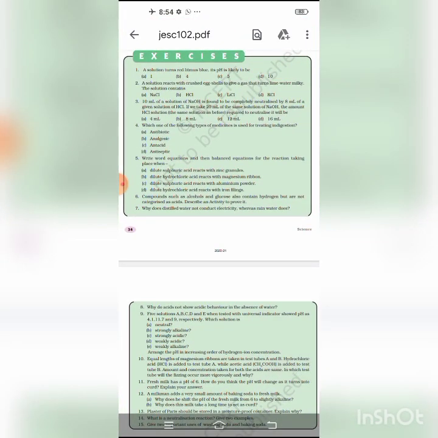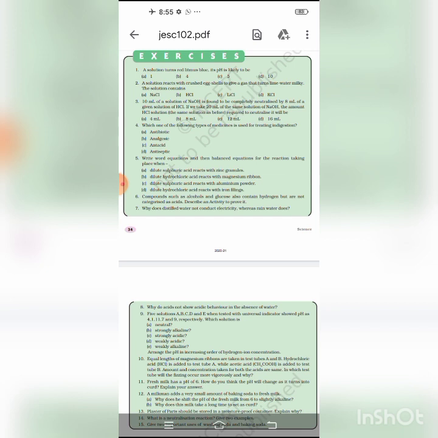A solution turns red litmus blue. Its pH is likely to be... Option D is correct, that is 10. Because the solution which turns red litmus blue is a basic solution, so its pH should be greater than 7. Okay, student. So the answer will be option D, that is 10. Clear?